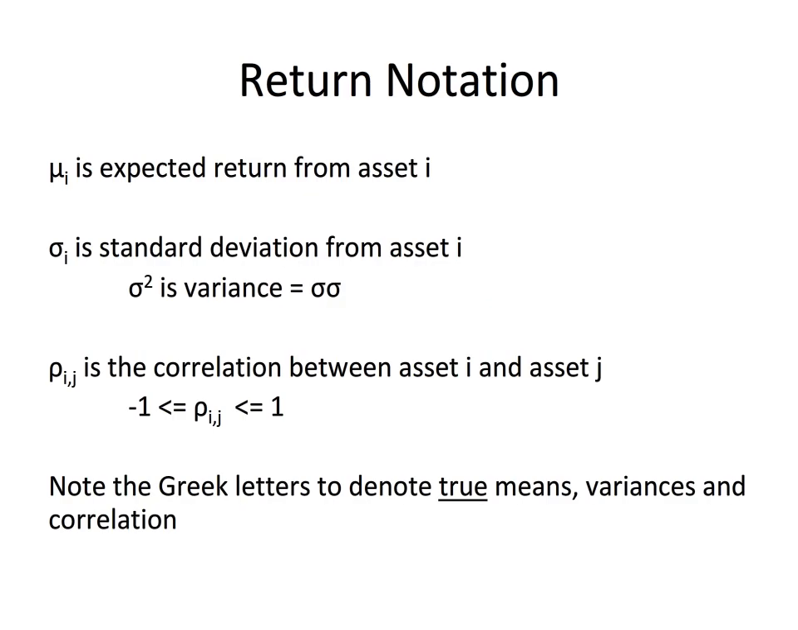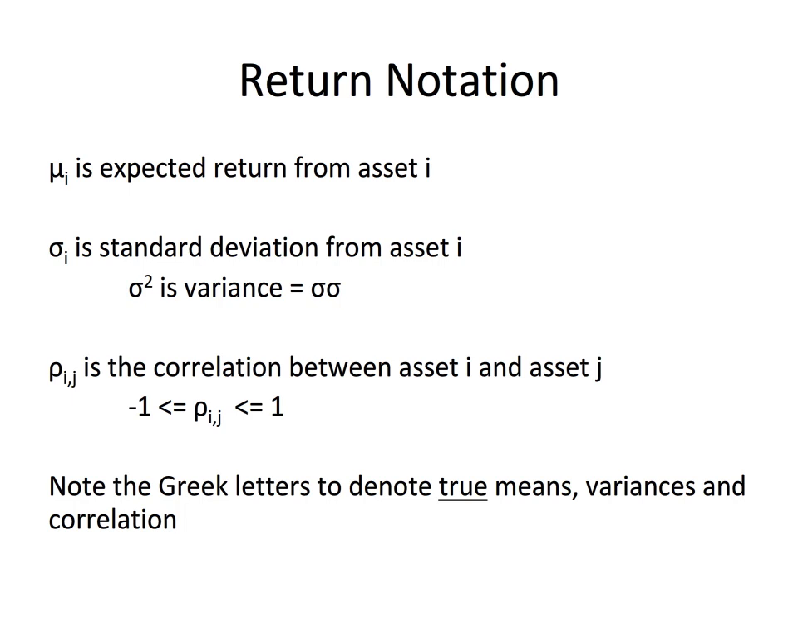Now let me introduce some return notation and how we're going to describe the returns in our two portfolio model. And actually this will be the case also when we move into more assets as well. This mu I is the expected return from asset I, so we'll have two of these, mu1 for asset 1, mu2 for asset 2. We also have the standard deviation, sigma I, for asset I. Again, we will have two, sigma 1 and sigma 2. We also have the variance, and the variance is the standard deviation squared.